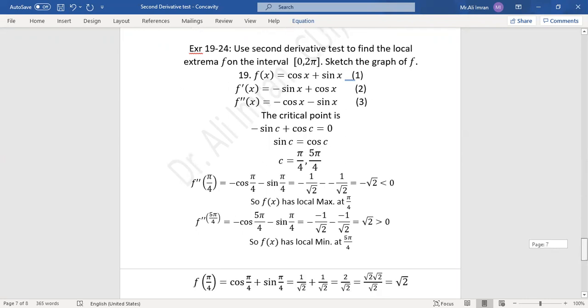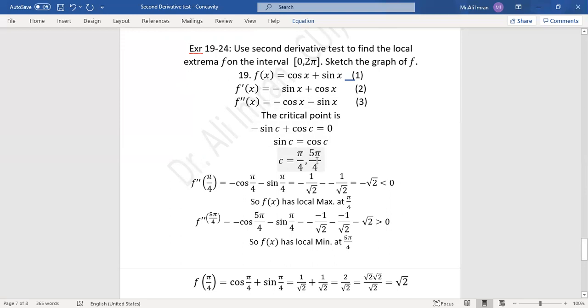The graph we have already studied. We will check the extrema of f. f of x is equal to cos of x plus sine of x. This is labeled as equation number 1. The first derivative is equal to minus sine x plus cos x, which is labeled as 2. And the second derivative of f is minus cos of x minus sine x, which is labeled as 3. The critical numbers: minus sine c plus cos c is equal to 0, so sine c is equal to cos c, and these values are equal when theta is pi by 4 and 5 pi by 4.